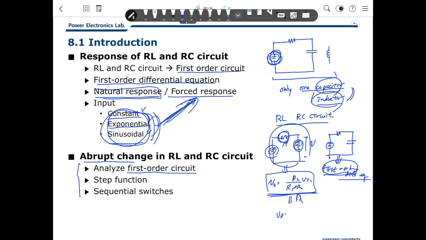In the case of a circuit with one capacitor or one inductor, the differential equation is a first order differential equation. I will introduce how to solve that. And don't worry about how to solve the first order differential equation. If you forgot it, it's okay. I will tell you how to solve the first order differential equation very simply.